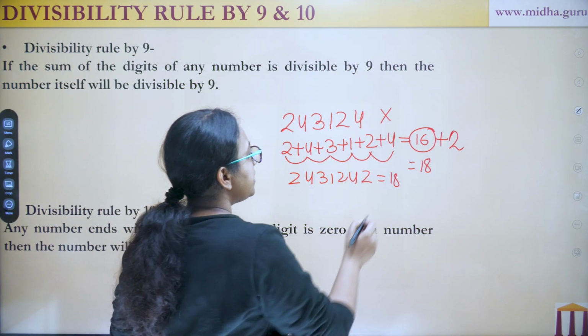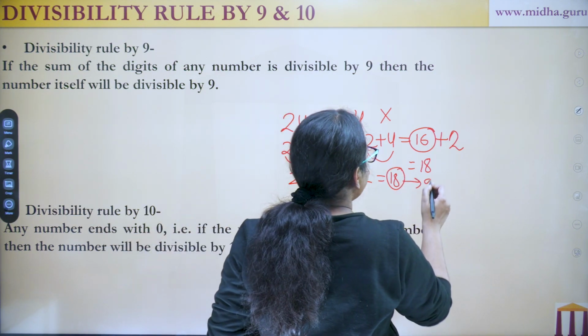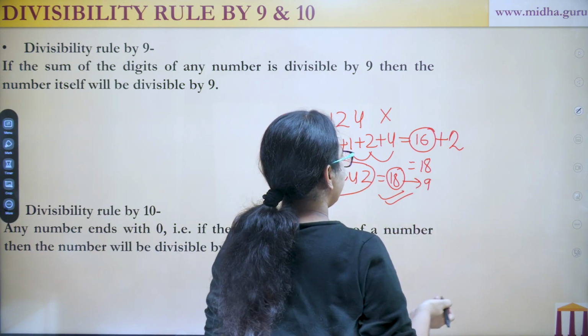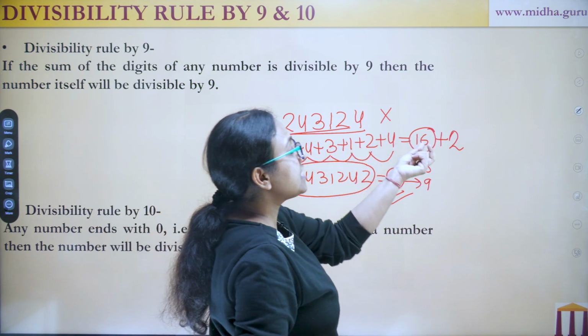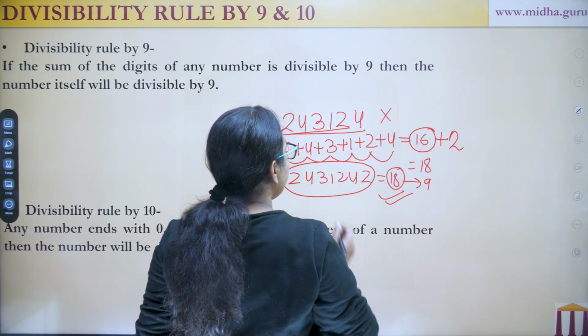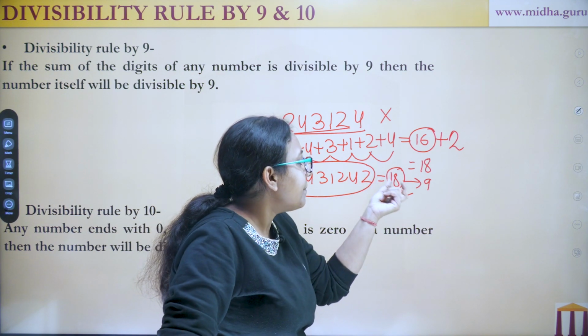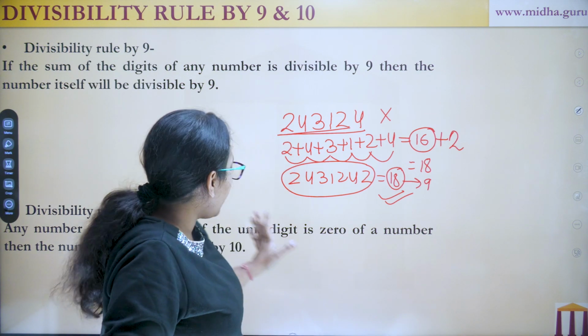Is 18 a multiple of 9? Yes. That means the whole number will be divisible by 9. So this number is not divisible by 9 because its sum was 16, which is not a multiple of 9. And this number is divisible by 9 because we get the sum 18, which is a multiple of 9. So this is also very easy.